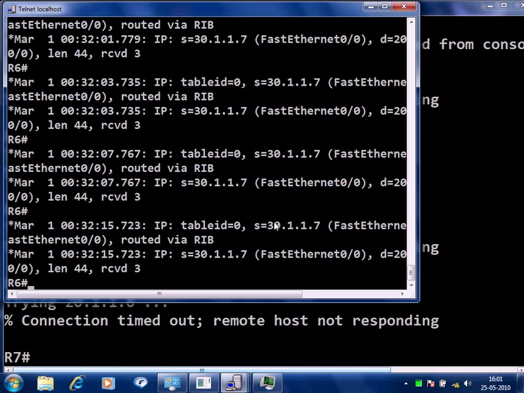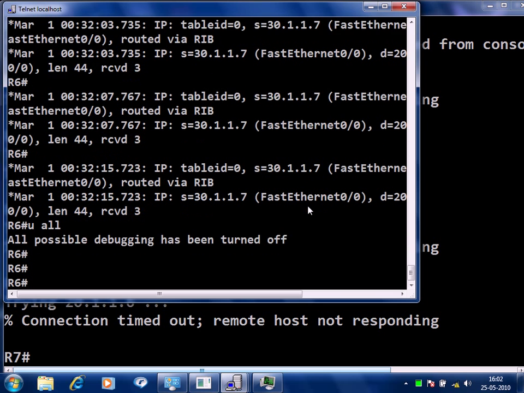But access list in VPN, are we filtering the traffic in VPN? For what purpose are we using it? Classification, right? In a similar way, we are classifying the traffic for debugging purposes. That's it. So that's how you can be more specific for debugging as well. Undebug all. Alright.